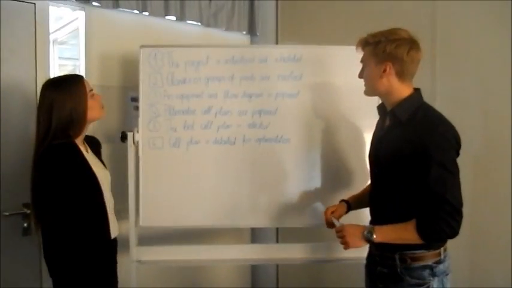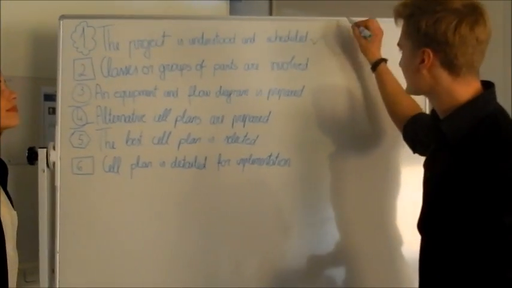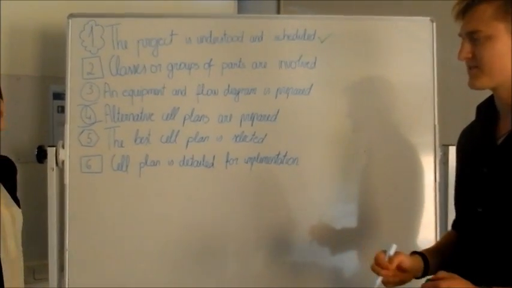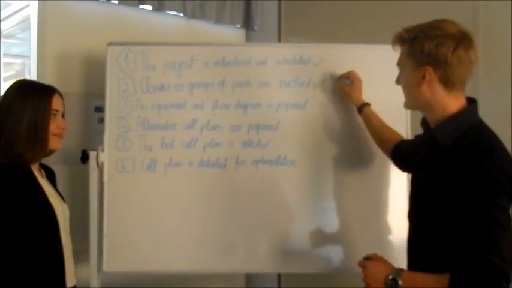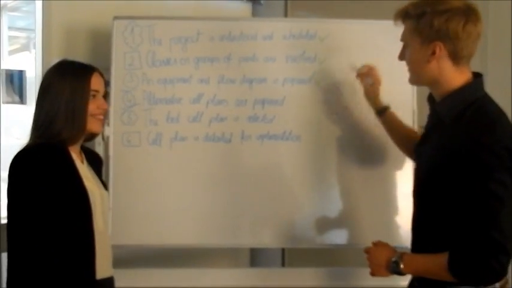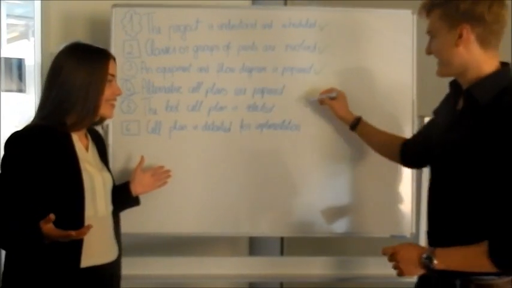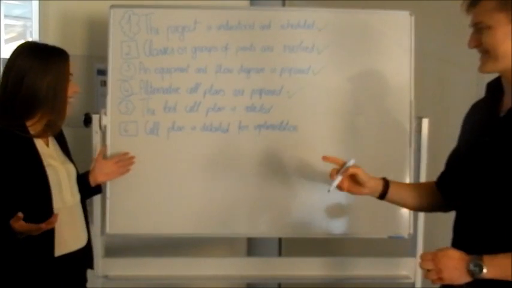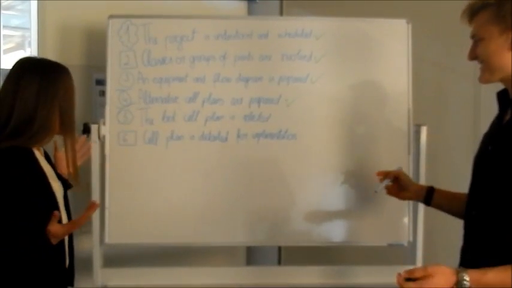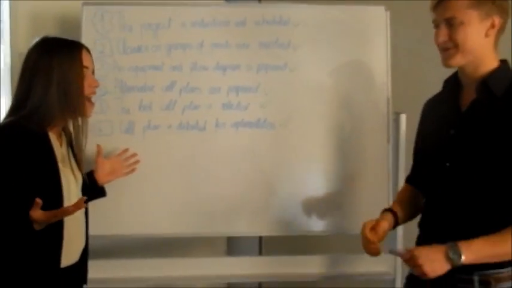The first step is to project the scale, is it? Yes. Okay, perfect. Check. Classes or groups of parts are involved. Yes. Okay, an equipment and flow diagram is prepared. Yes. Wonderful. And the alternative cells are prepared. Yes. Oh my goodness, the best cell plan is selected. Yes. And the sample is detailed for implementation. Yes. Great! So what do you think about this method?